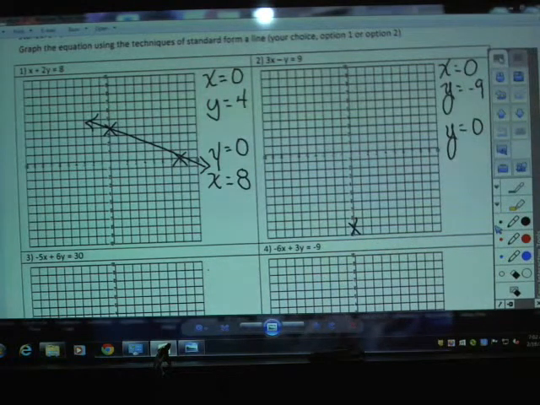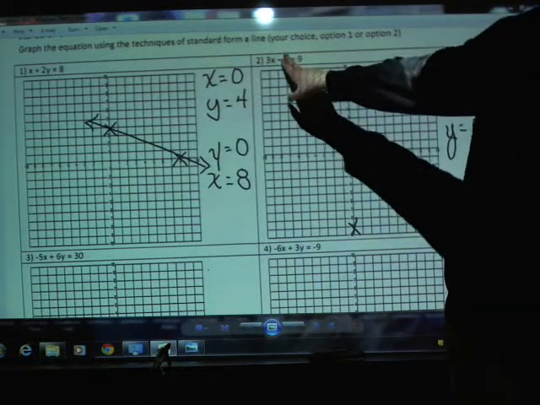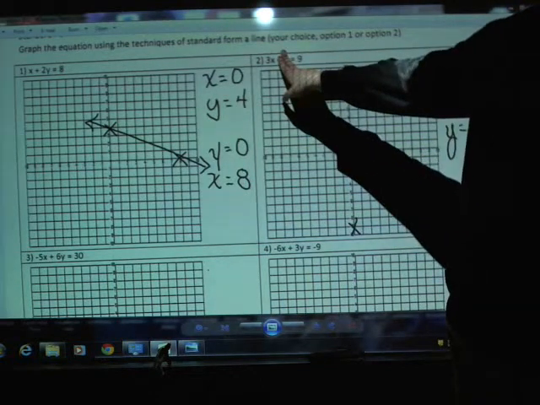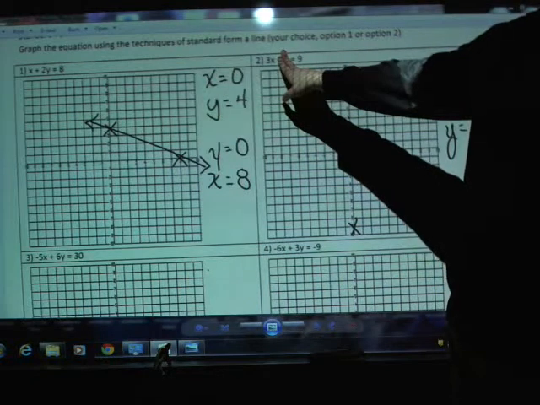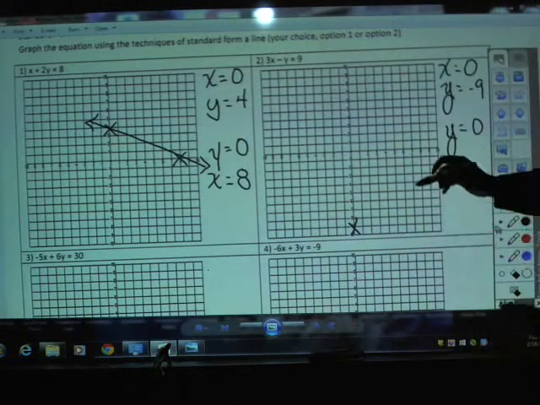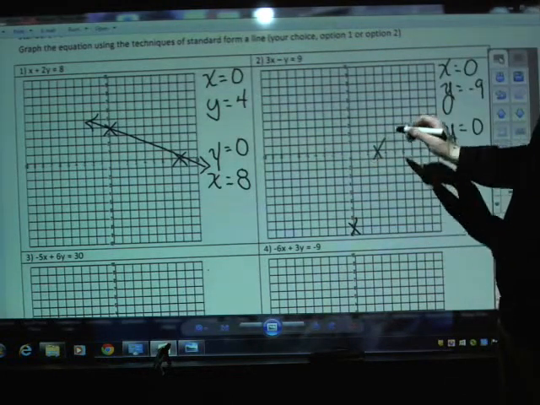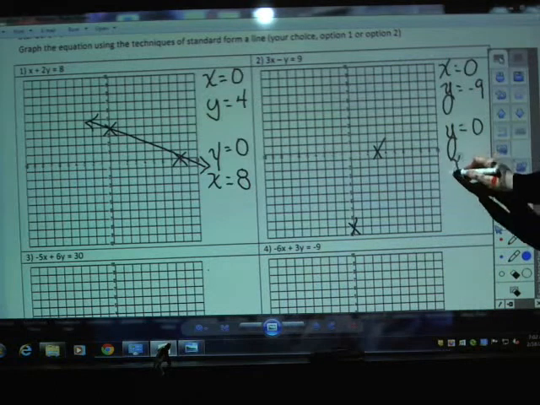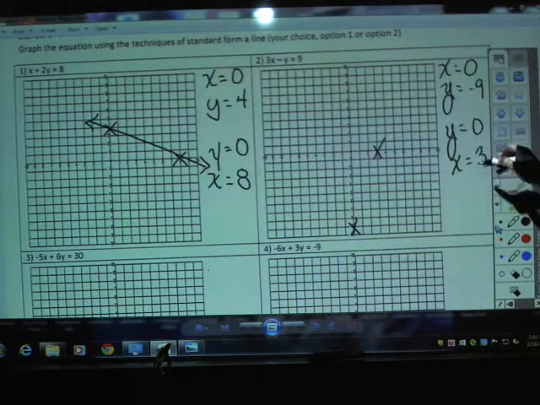Then we're going to go through and let y equal 0. Well, if I let y equal 0, this part here where it says y is just going to disappear. So it says 3x equals 9. 3 times what number is 9? Well, you already know that 3 times 3 is 9. So x has to equal 3. So put a dot on my x-axis. My x-intercept happens to be 3.